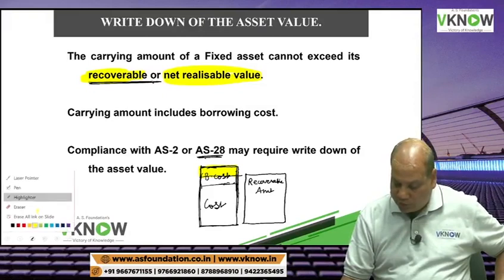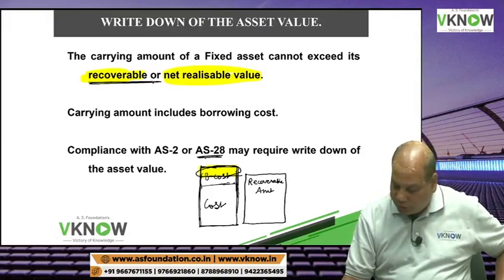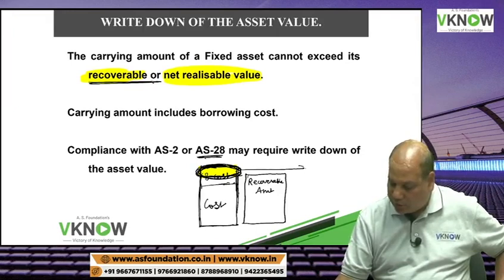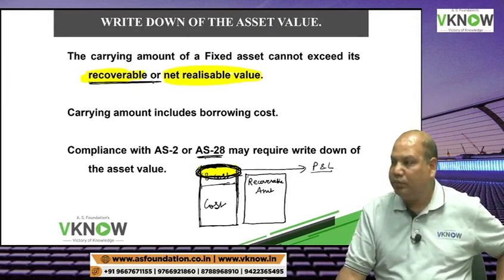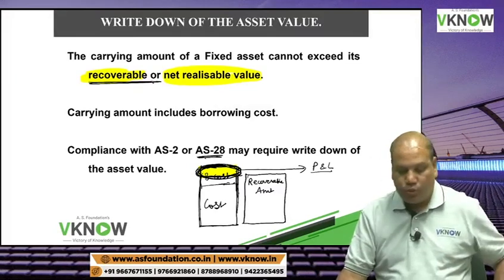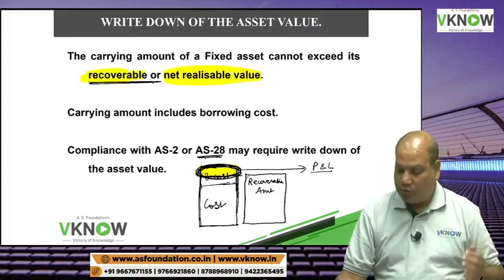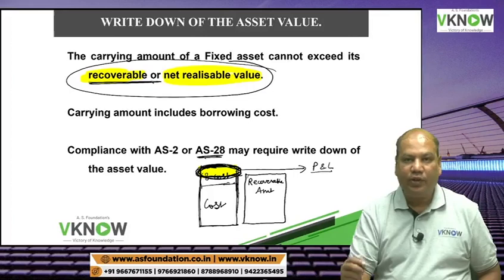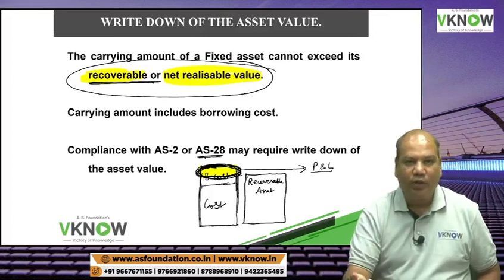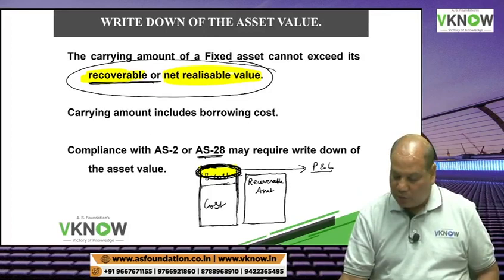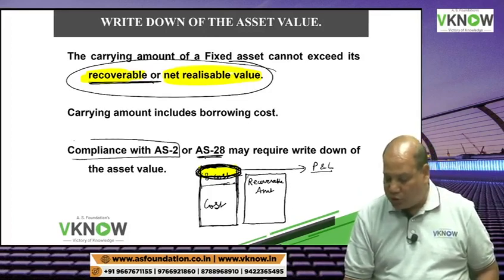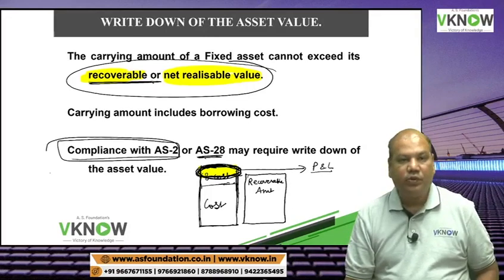So what the standard says: if the carrying amount after adding borrowing cost exceeds the recoverable amount, this excess will be transferred to the profit and loss account. Because by adding borrowing cost, I cannot show the asset above either recoverable amount or net realizable value. AS-2 says cost or NRV, whichever is lower.